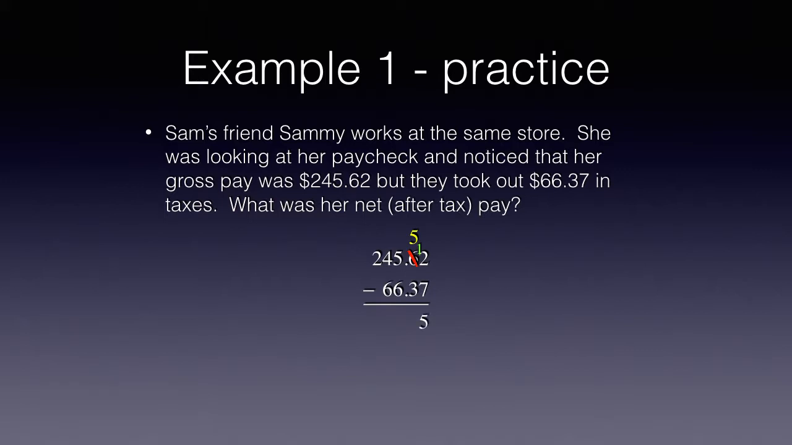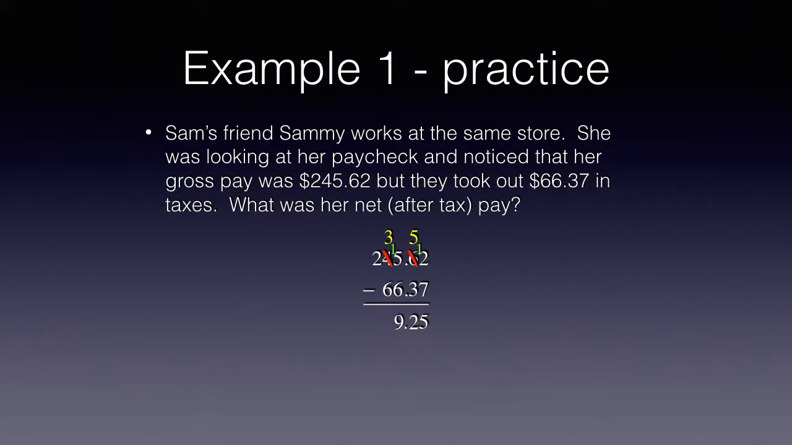Next, I'm going to do 5 minus 3, no borrowing necessary. 5 minus 3 is 2. I got to my decimal point, so I'm going to put it down. Next, I'm going to do 5 minus 6. I can't do that, so I'm going to have to borrow from the 4. The 4 becomes a 3. The 5 becomes a 15. 15 minus 6 is 9.